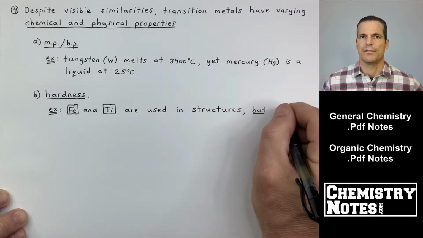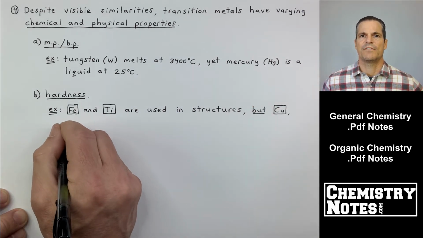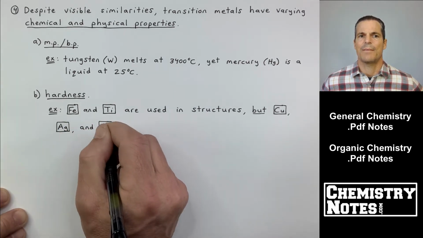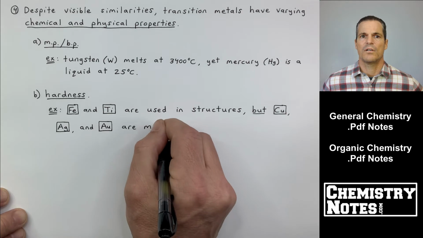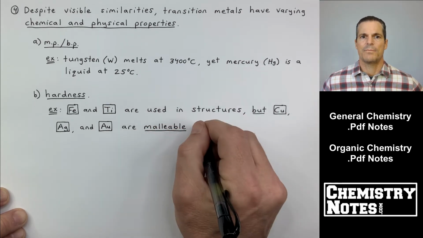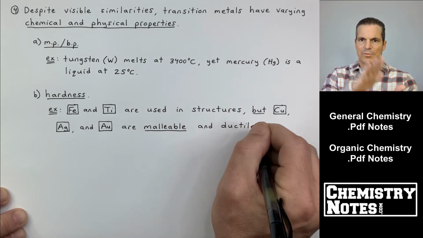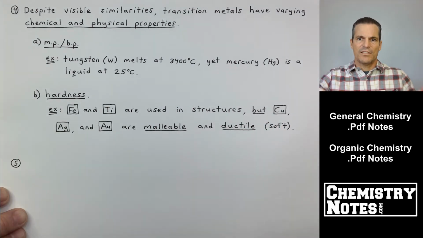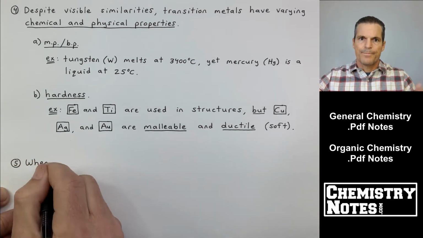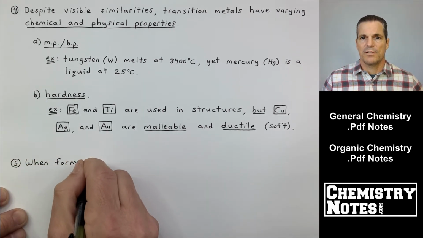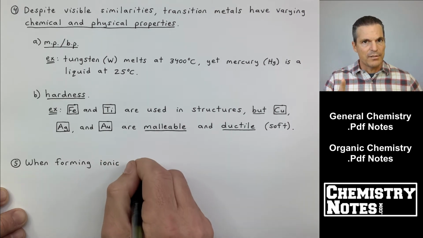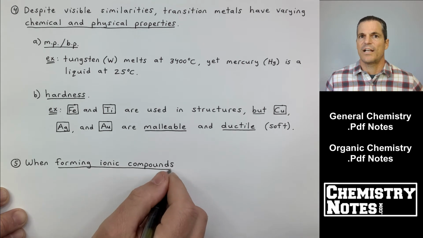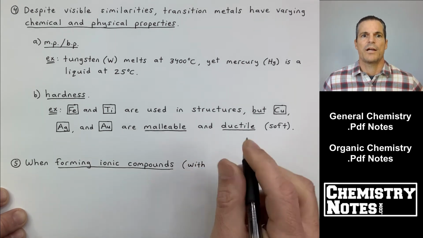When we think of iron and titanium, we think of these as being very strong and sturdy. These are used in structures. But things like copper, silver, and gold are malleable and ductile. Malleable means you can hammer the metal into whatever shape you want, into thin sheets. Ductile means it can be drawn into a fine wire. Both of those basically just mean it's a soft metal, not brittle. Why isn't it brittle? Again, because of the sea of electrons and the delocalized electron model that we mentioned on the prior page.